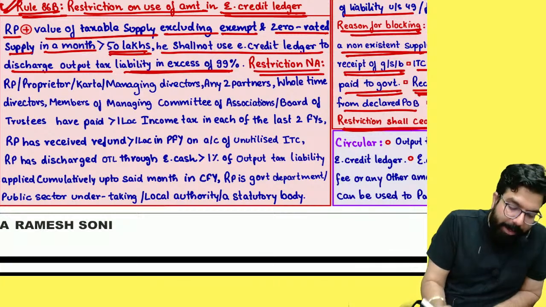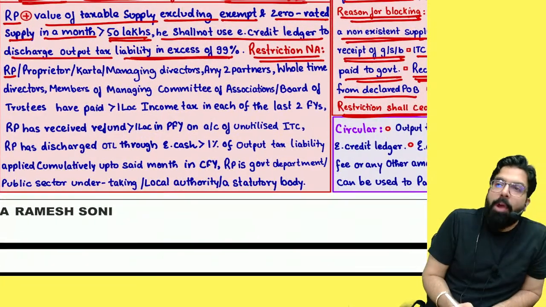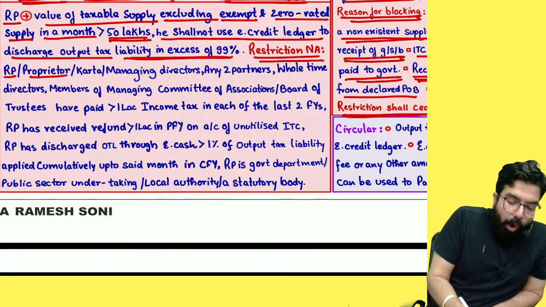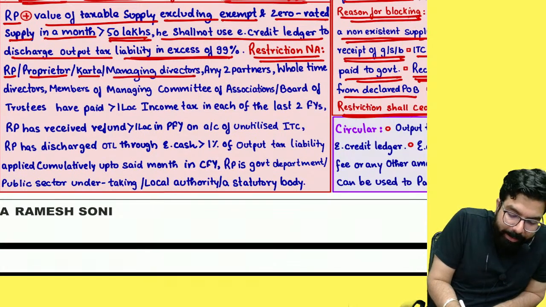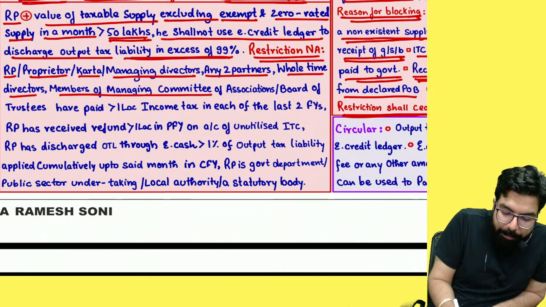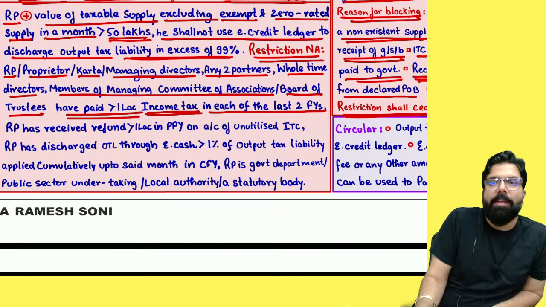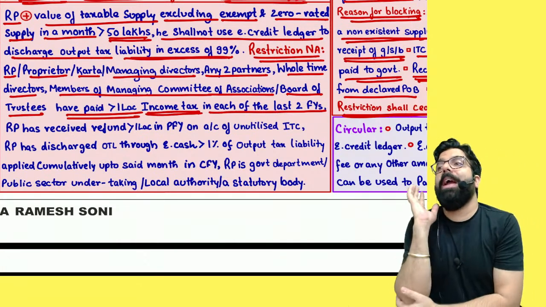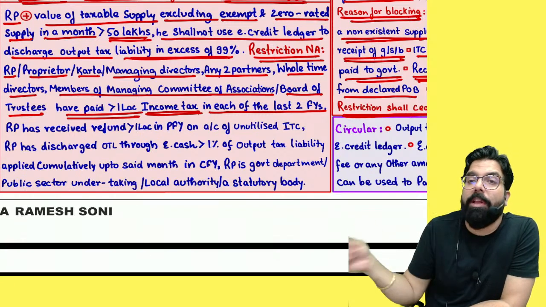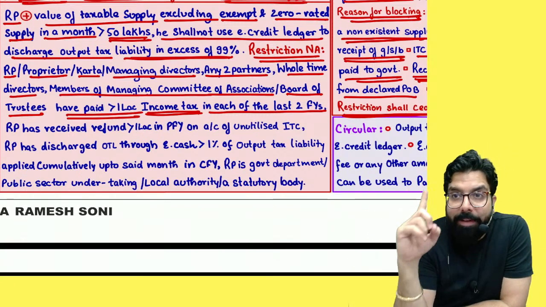the restriction will not be applicable if you are a registered person, or you are a proprietor, or the Karta, managing director, any two partners, whole time director, member of managing committee of association or board of trustees, who have paid more than how much? 1 lakh income tax in the last 2 financial years. Government is telling if you have paid in the last 2 financial years more than how much, everyone? 1 lakh rupees as income tax.